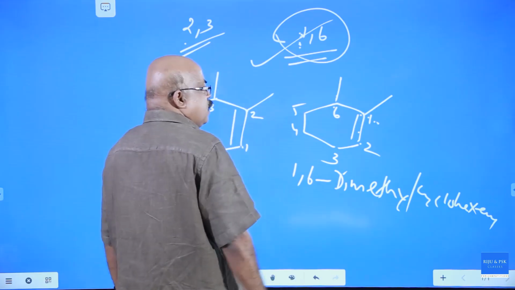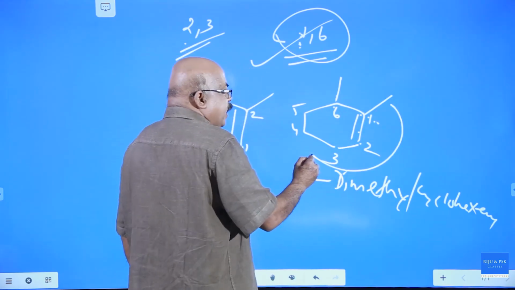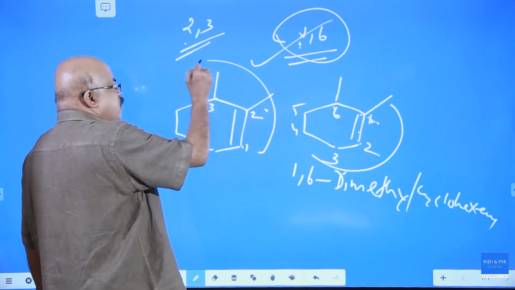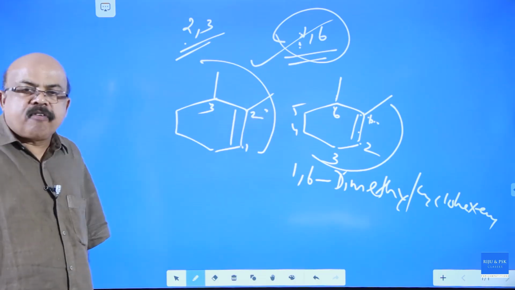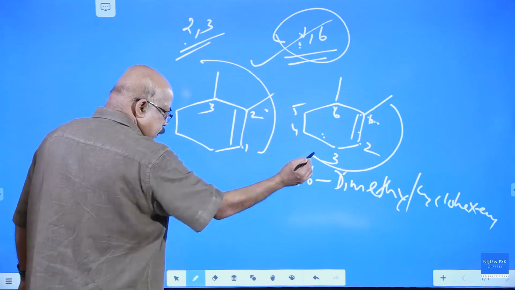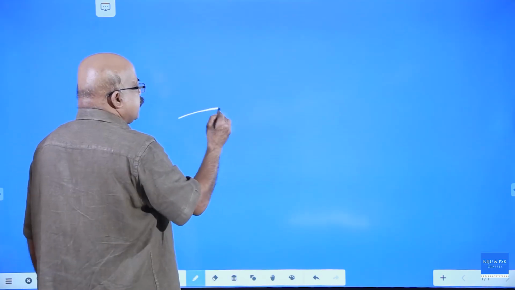You can number the molecule in this case. If this is the mode of numbering, locants are 1 and 6. If this is the mode of numbering, locants are 2 and 3. 1, 6 is preferable to 2 and 3. So this is the correct way of numbering. This is the correct name of the molecule. That is important.